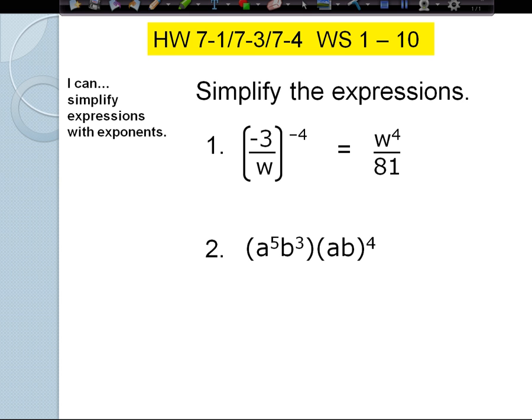All right, on the first one, you should have gotten w to the 4th over 81. And on the second one, you should have gotten a to the 9th b to the 7th. These are the types of problems that we're going to be working in class tomorrow. So if you did not get the right answer and you're not sure why, see if you can figure it out. And if you can't, please bring your questions with you to class when you get here.